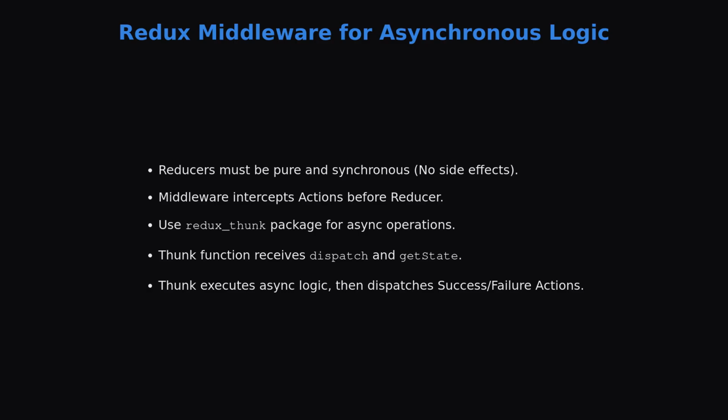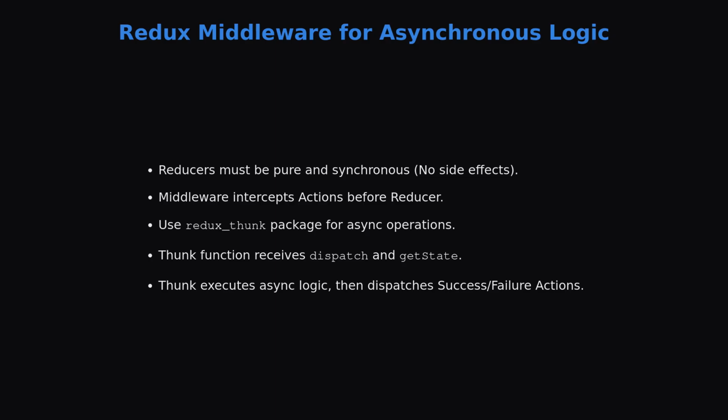Asynchronous operations, including network requests or local database access, are strictly forbidden within reducers because reducers must remain pure functions. Middleware intercepts dispatched actions before they ever reach the reducer function. The Redux Thunk package is the standard solution for managing asynchronous logic in Redux.